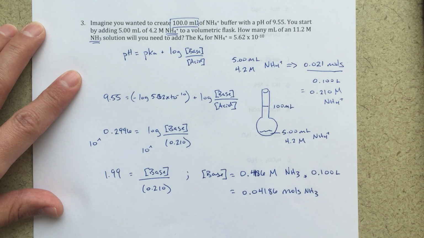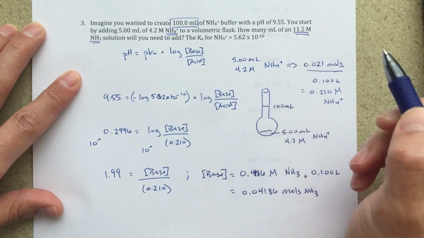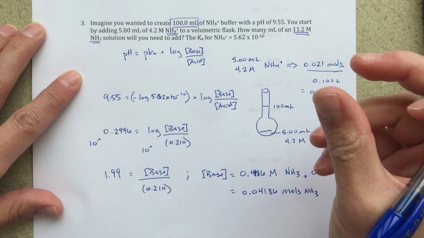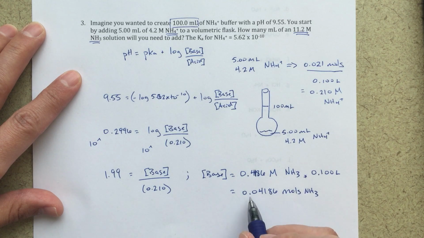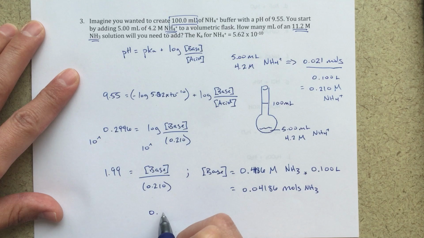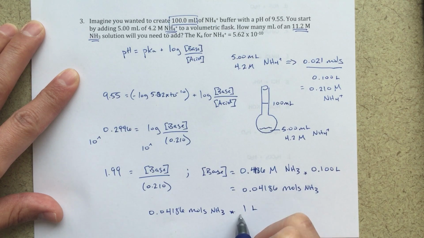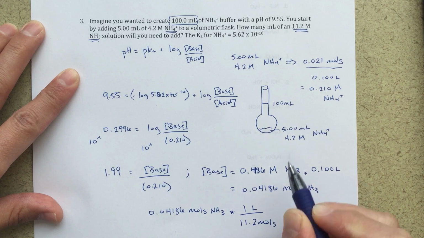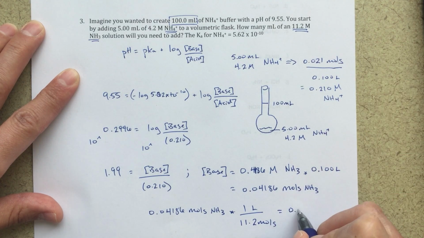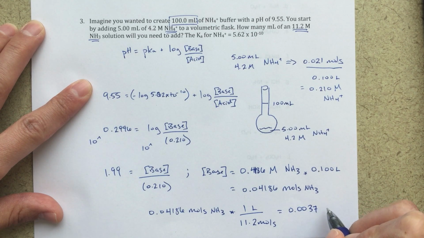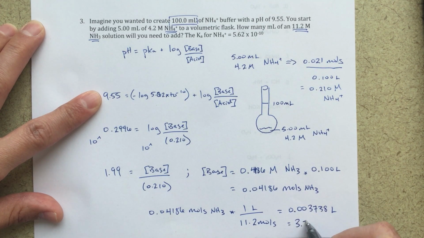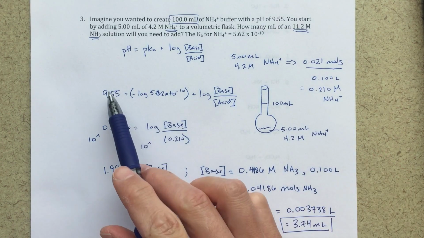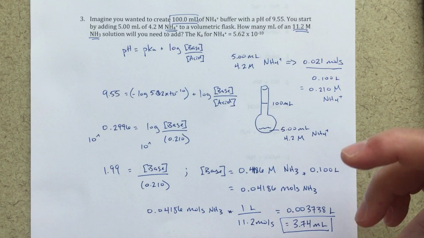And if this is my number of moles, how do I get that number of moles? Well, I'm given an 11.2 molar NH3 solution, and I want to figure out how much of that solution I need to take in order to get this number of moles. So I take 0.04186 moles of NH3 and multiply that by 1 liter per 11.2 moles, which is just my molarity. Then I find that I'm going to need 0.003738 liters of that 11.2 molar solution, and this is equal to 3.74 milliliters.